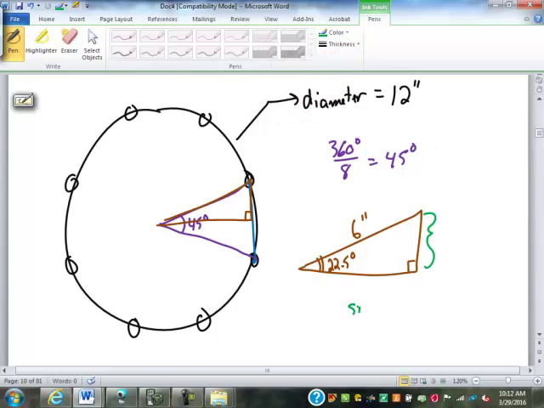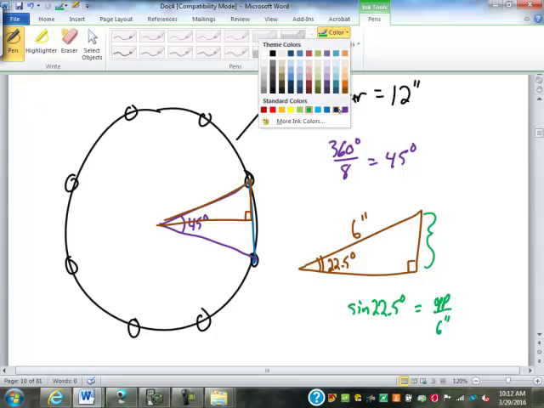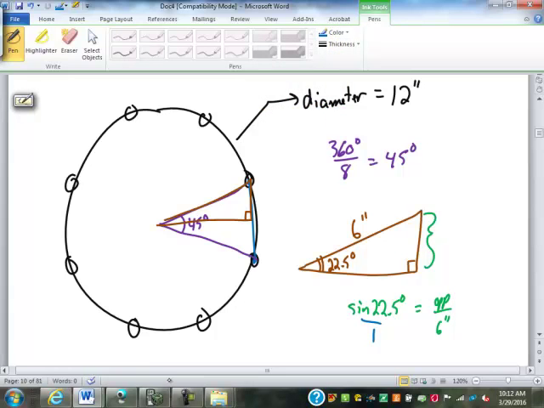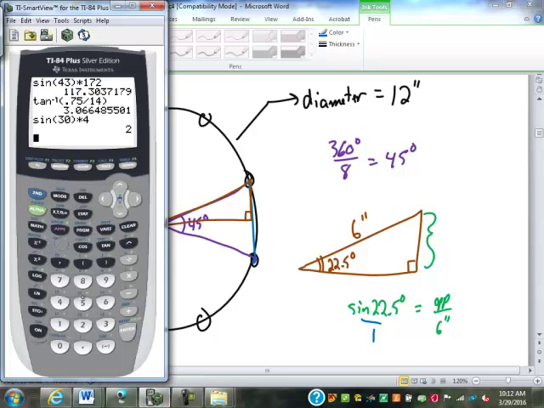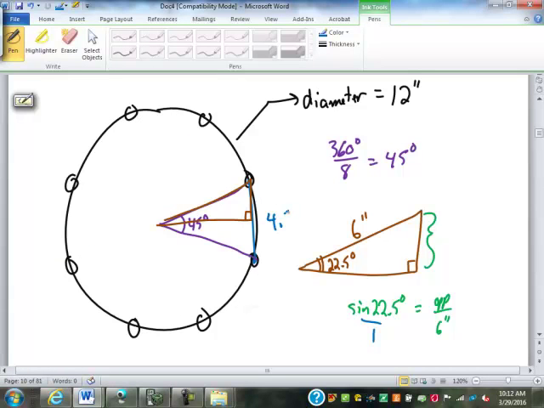That's going to be the sine of 22.5 degrees equals that opposite side over 6 inches. So I'll put it over 1 and we will cross multiply and divide. Sine of 22.5 close times 6, and I'm not going to bother dividing by 1, is 2.296. Now of course we're going to double that, times 2 gives us 4.59. How many of you had 4.59 inches?